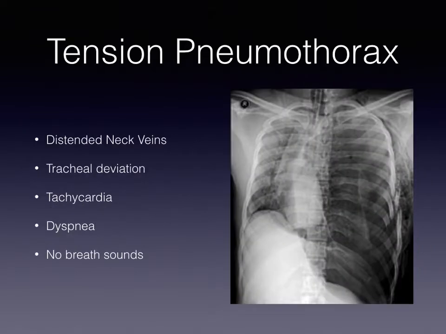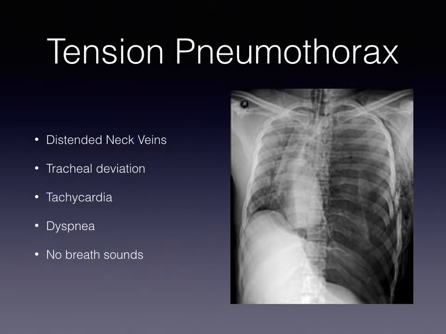Now, a tension pneumothorax is when that spontaneous pneumothorax accumulates so much air between the lung and the chest wall that you start to see tension on the heart and vessels inside the chest, and you'll also see complete collapse of that lung. And so what you see there in that chest X-ray, this is obviously a traumatic tension pneumothorax.